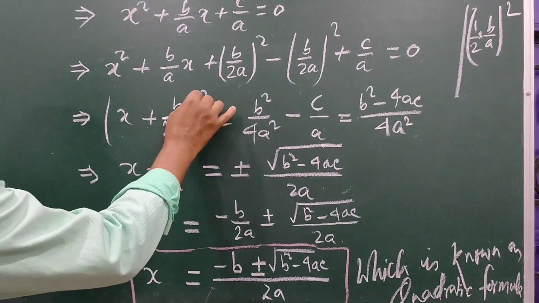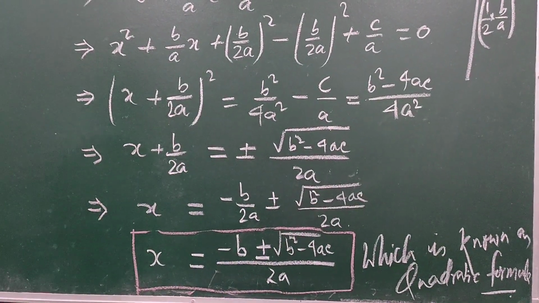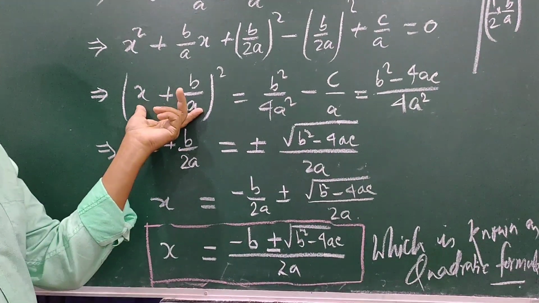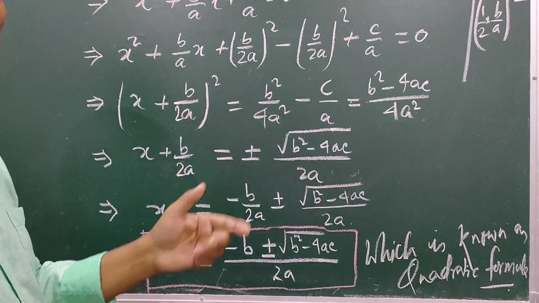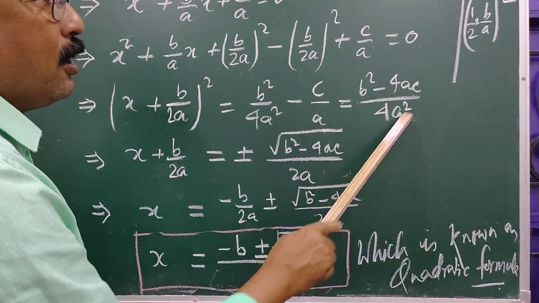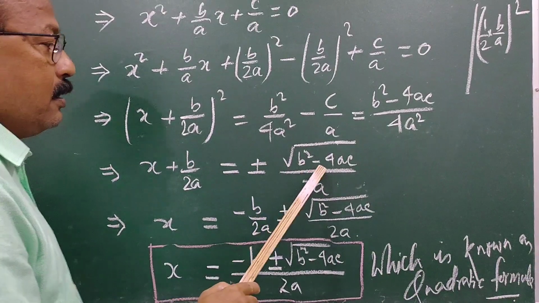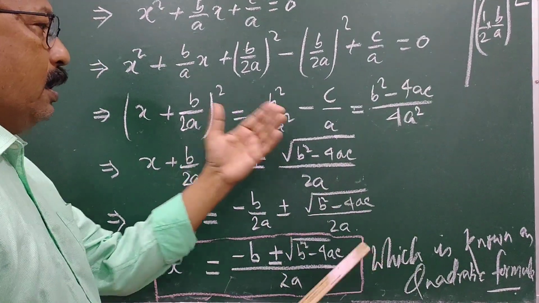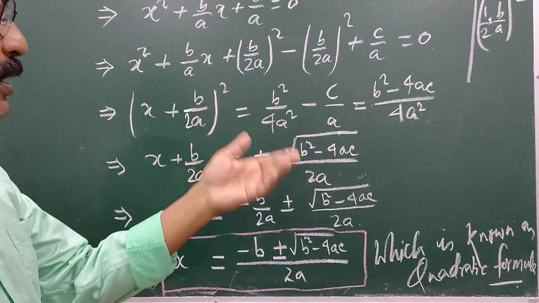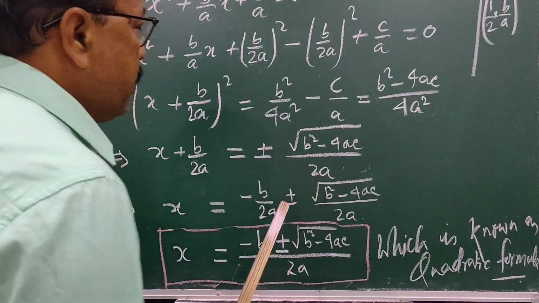Now here is a perfect square. We want the value of x plus b by 2a equals to plus minus, since this is a quadratic equation, so it will have two roots. All the numbers on the right-hand side are constant terms. The roots may be real or not real. We will decide those things later on in this chapter.